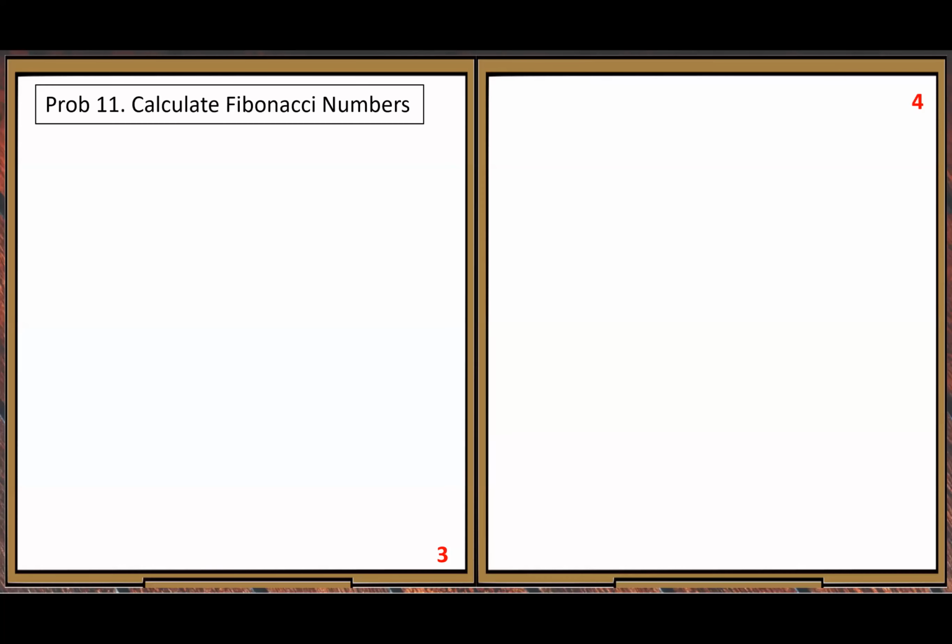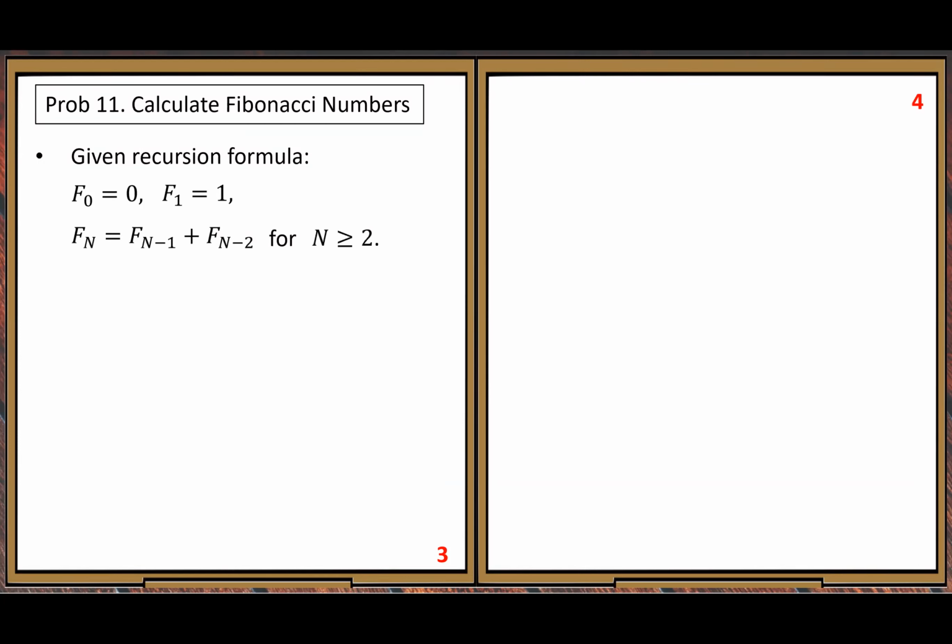First, I think you all know Fibonacci numbers. Calculate Fibonacci numbers. The form is pretty simple. Recurrence relation, initial values: f0 equals 0, f1 equals 1. Then recursion: f sub n equals f(n minus 1) plus f(n minus 2) for n greater or equal to 2.